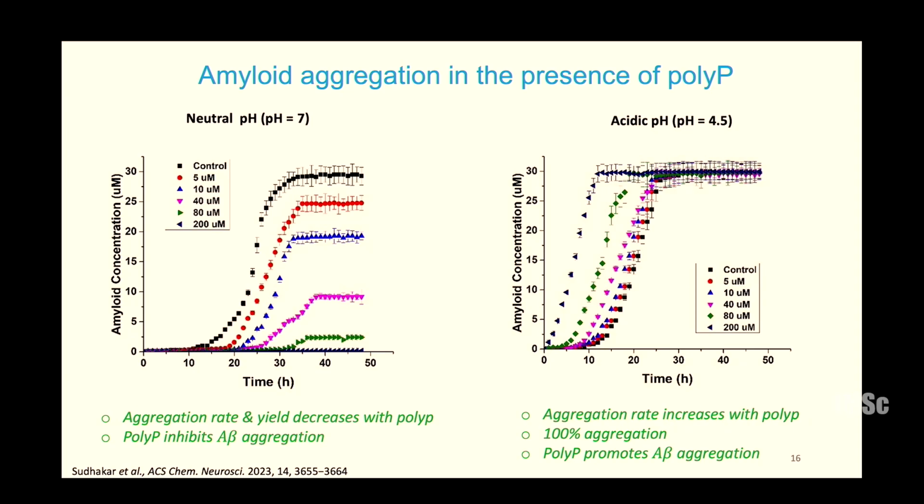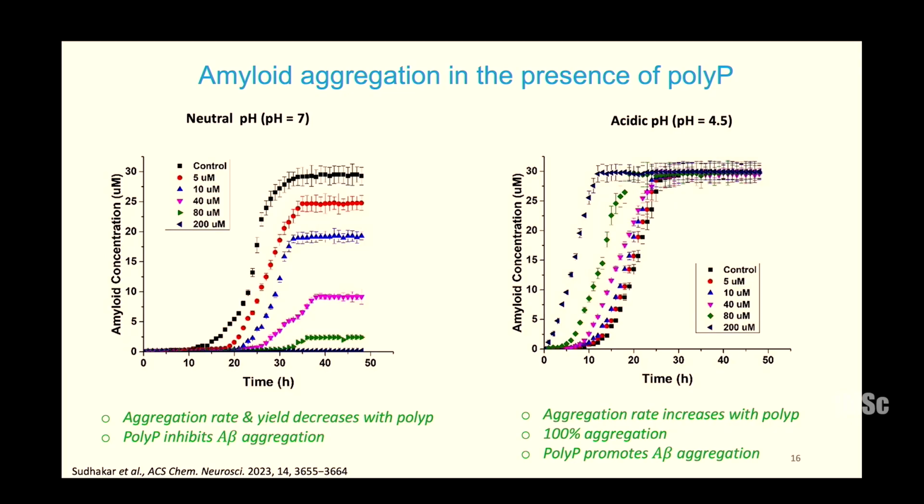On the other hand, when we look at the acidic pH, the polyphosphates actually seem to enhance the rate of aggregation. The black one that you see here is the control. As you increase the concentration of polyphosphate, you see that the aggregation completes much faster. So we see that the aggregation rate increases with polyphosphate under acidic pH. Basically, it means that polyphosphate promotes aggregation of amyloid beta.